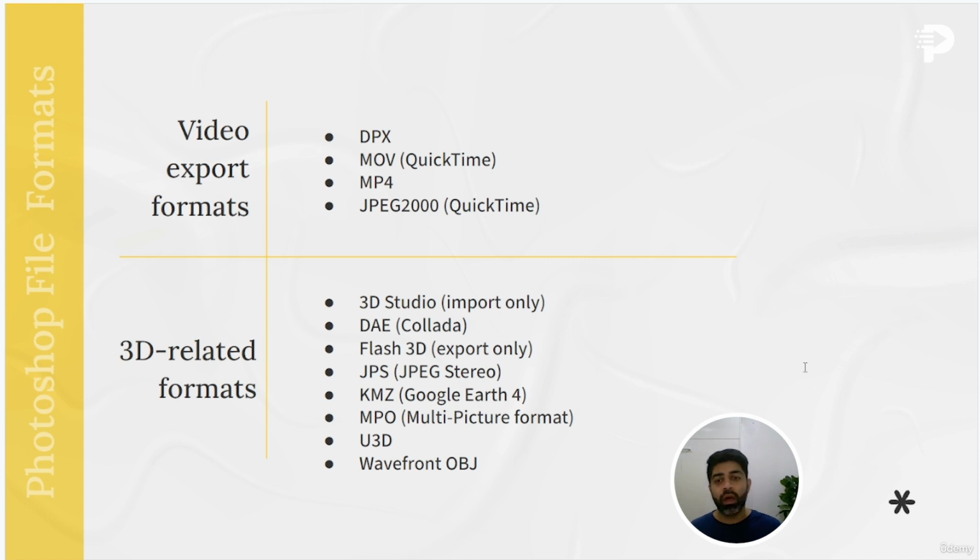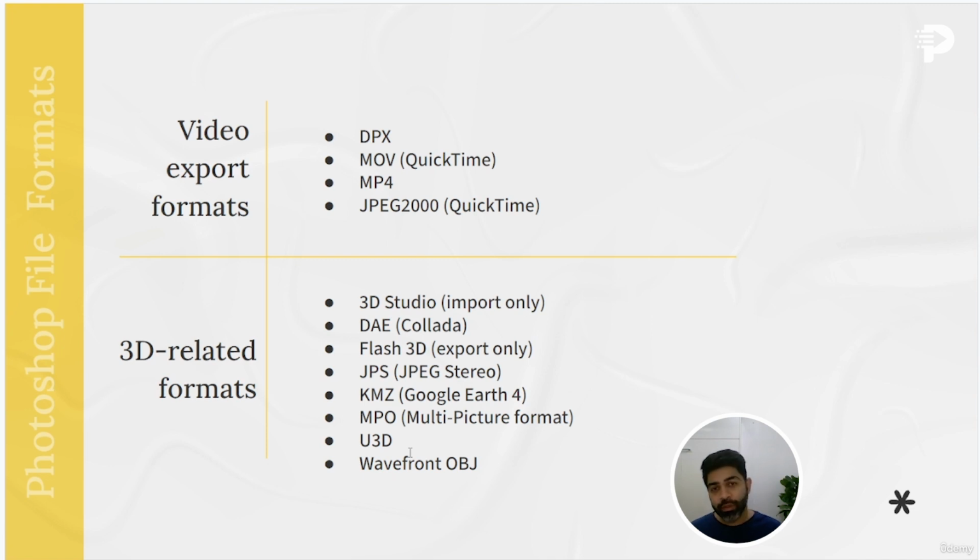And when you're using 3D elements in Photoshop, in case Photoshop still supports 3D for you, these are the formats that Photoshop last supported before it was deprecated. 3D Studio, DAE, Flash 3D, JPS, KMZ, MPO, U3D and Wavefront OBJ. Wavefront OBJ is one of the most used formats across the different 3D platforms. Now this is for the video, 3D and audio.